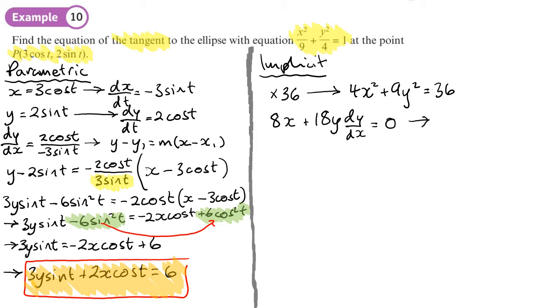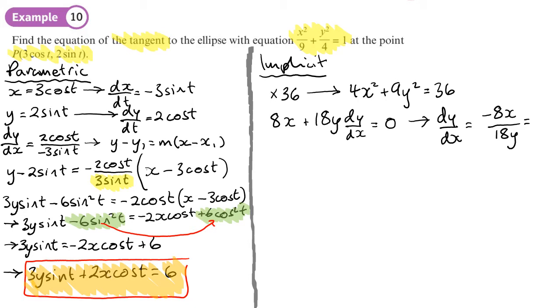So we just need to rearrange it to make dy dx the subject. So we'll have dy dx equals negative 8x divided by 18y, which I suppose I could simplify.